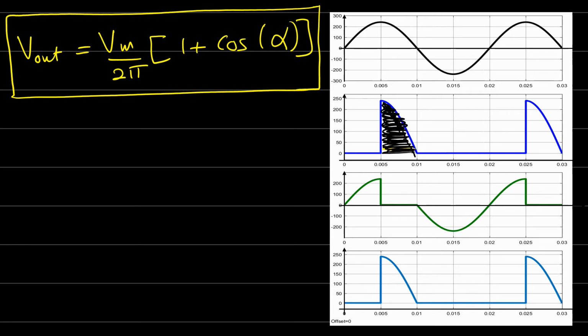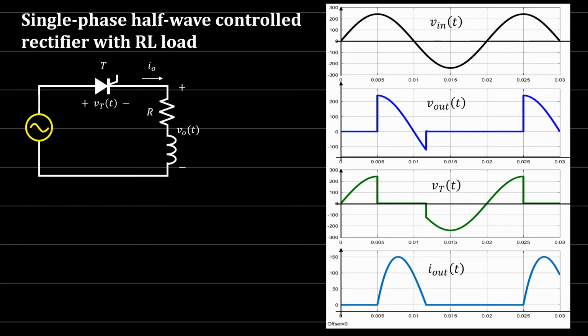Now let's study the same thing here, but by changing the load. We will change the load from R load to RL load. Here we have the same rectifier, a half wave controlled rectifier. Controlled rectifier means we have a thyristor, because we can control it with the signal that's going to the thyristor. Let's study the waveform.